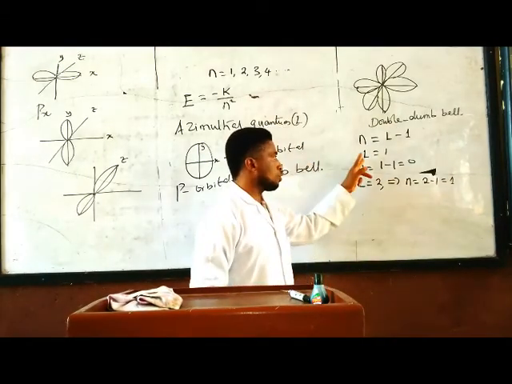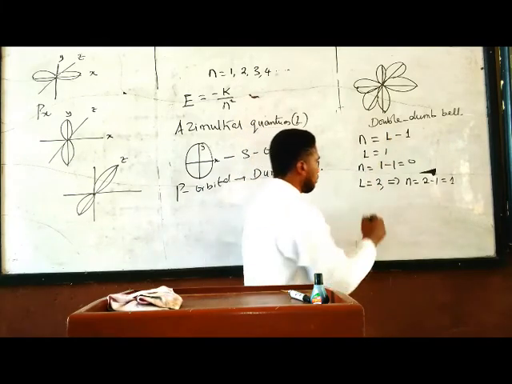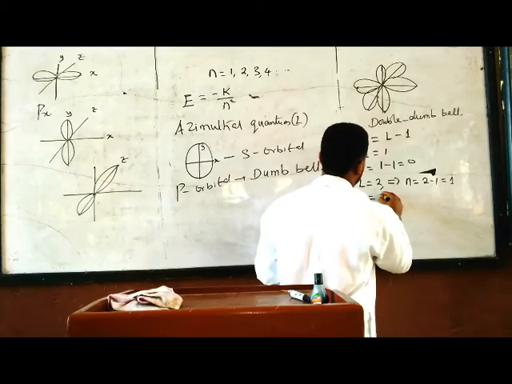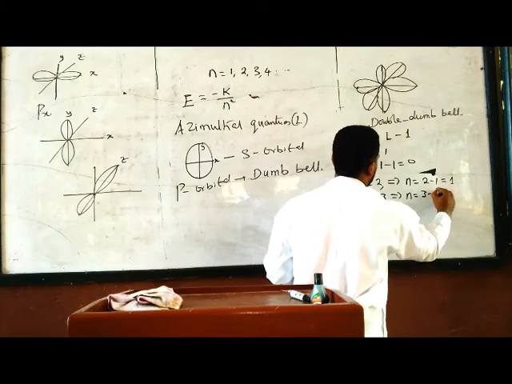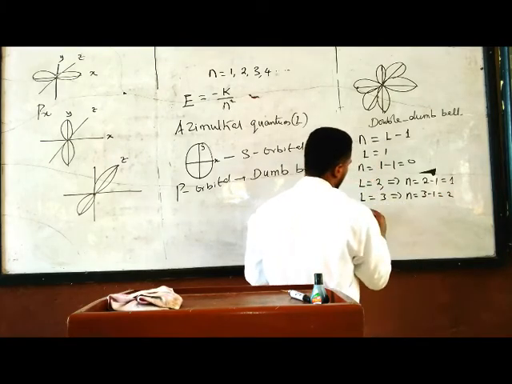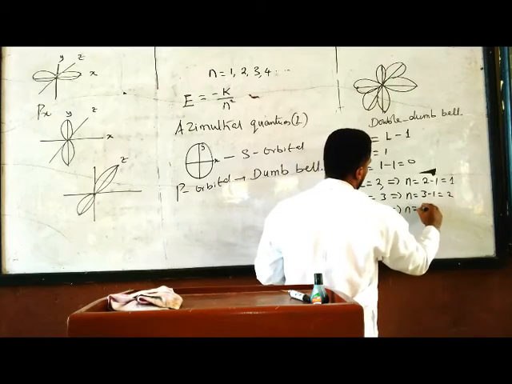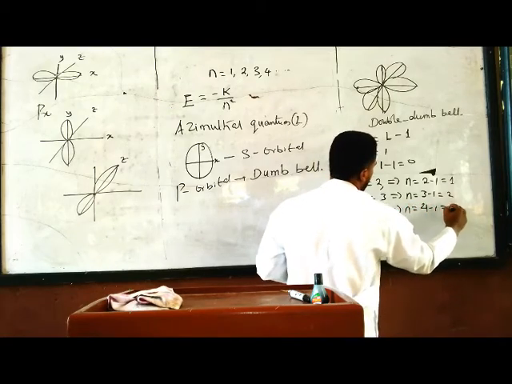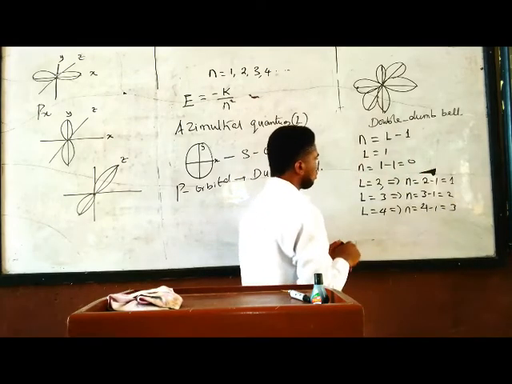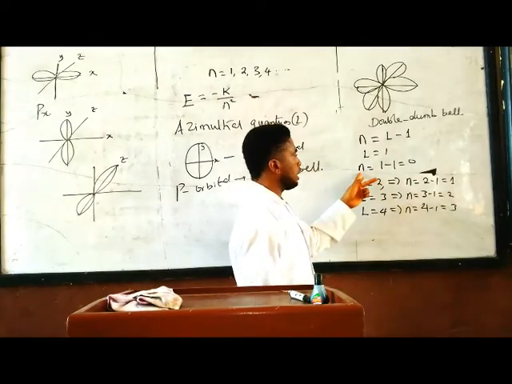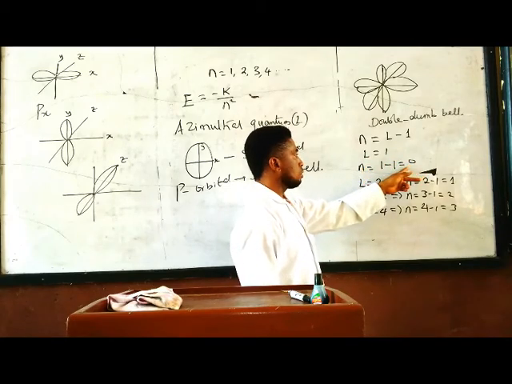What I'm doing is I'm trying to substitute for the value of L in this formula. So, when my L is equal to 3, then my N becomes 3 minus 1, and that's 2. When L is equal to 4, my N becomes 4 minus 1, and that is 3. So, from these values, when L is 1, N is 0. Okay?